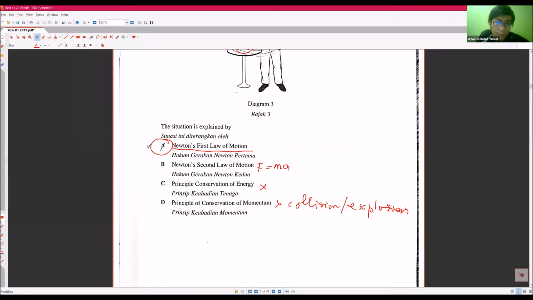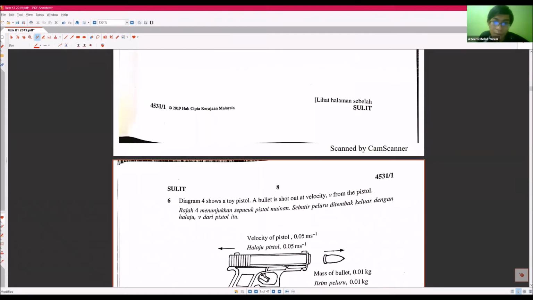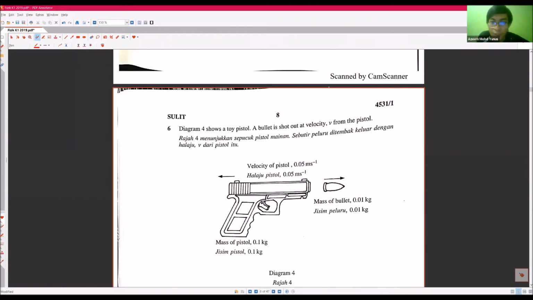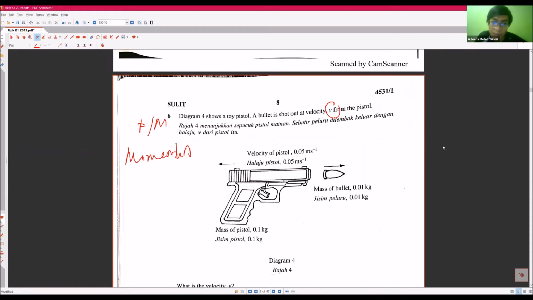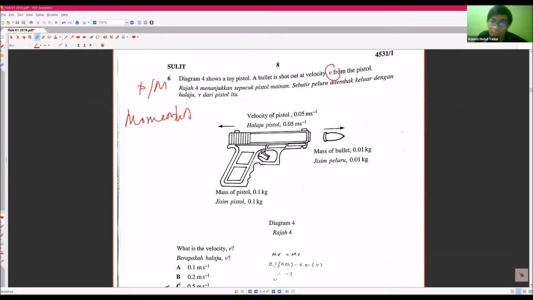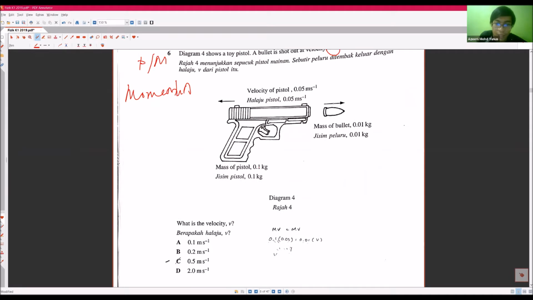Okay, next, number 6. Diagram 4 shows a toy pistol. A bullet is shot out at velocity v from the pistol, so there is momentum. Whenever you see a bullet or a rifle, there must be a momentum question, probably the principle of conservation of momentum. What is the velocity v? This is a typical explosion problem.